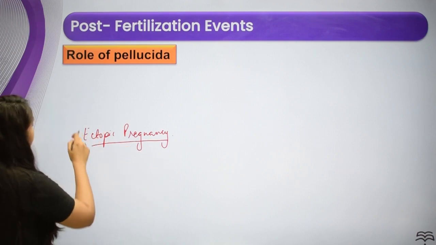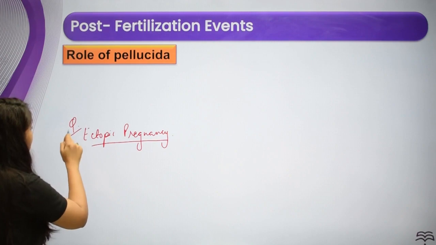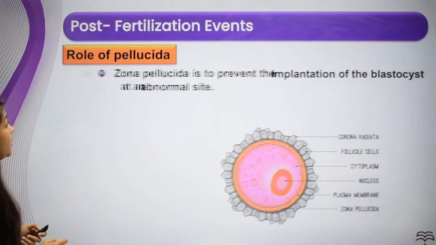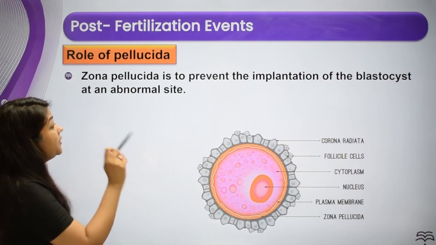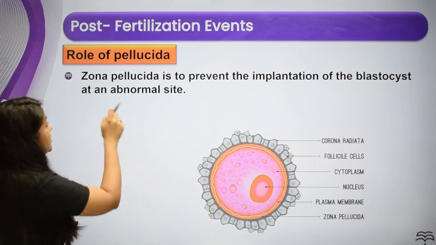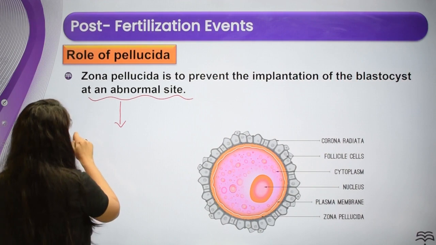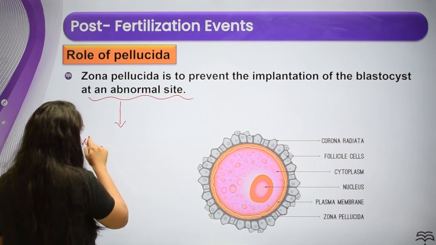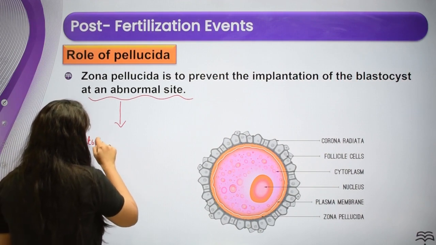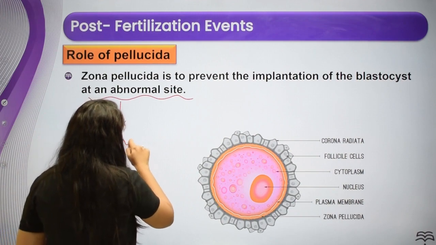This is one of the major functions of zona pellucida, and it has been asked as a question. Okay, so zona pellucida is to prevent implantation of the blastocyst at abnormal site. And implantation at abnormal site is what? Ectopic pregnancy. इसको prevent करेगा ये.